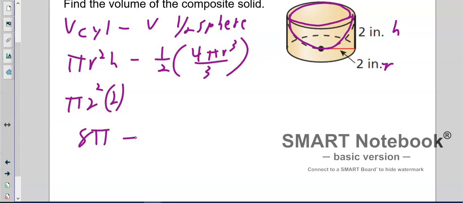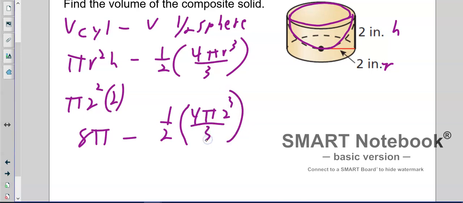Minus 1/2, 4 pi 2 cubed divided by 3. That ends up being 8 pi minus, this all ends up being, when you take 2 times 2 times 2 times 4 divided by 3, and then times 1/2, you end up with 16/3 pi.